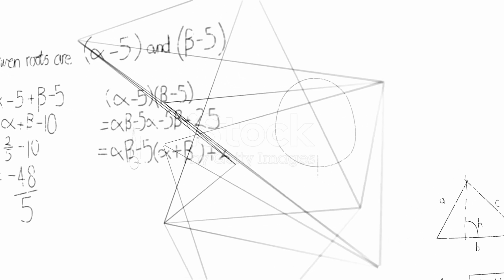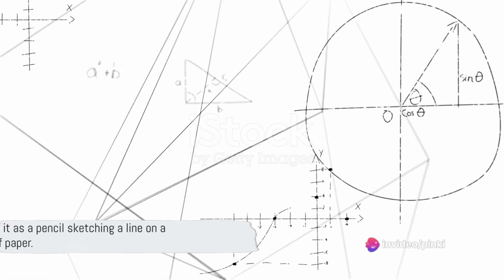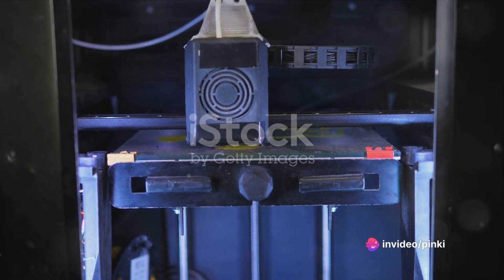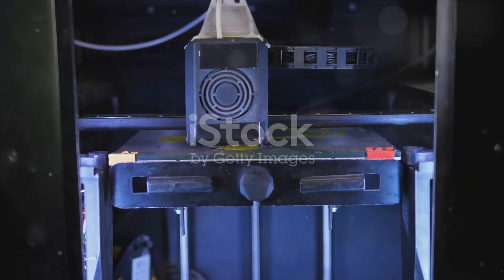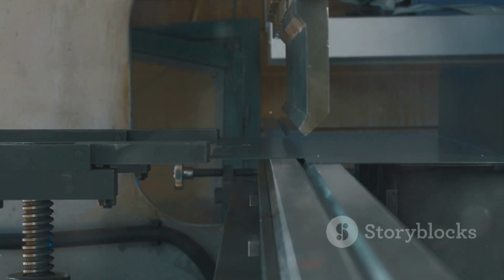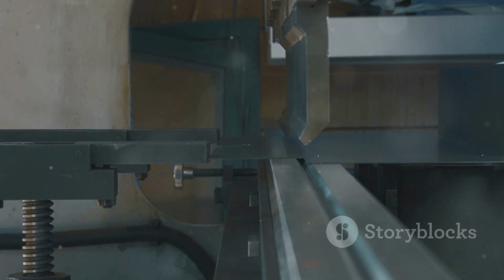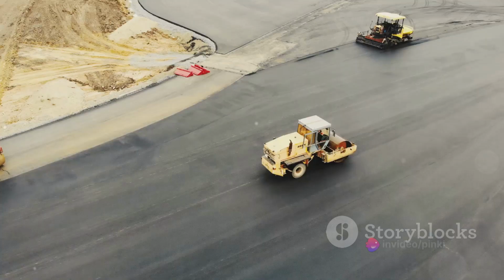The generatrix, also known as the generating line, is a line that moves to generate a surface or a solid figure. Think of it as a pencil sketching a line on a sheet of paper. If you move this pencil line along a certain path, it creates a surface. This movement can be straight or curved, depending on the surface you want to produce.